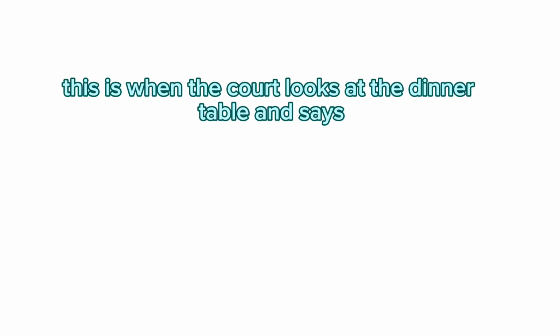So, okay, Rule 20 is about who can join. Rule 19 is about who must join, compulsory joinder. This is when the court looks at the dinner table and says, we can't eat dinner until Uncle Bob gets here. That's a great way to put it. We call them necessary parties.